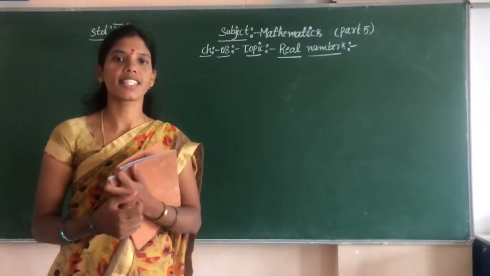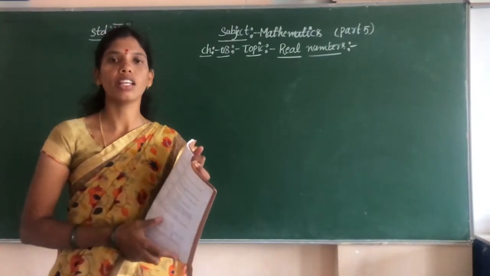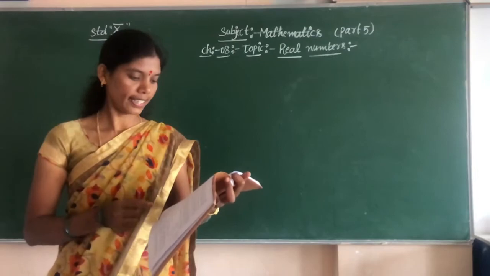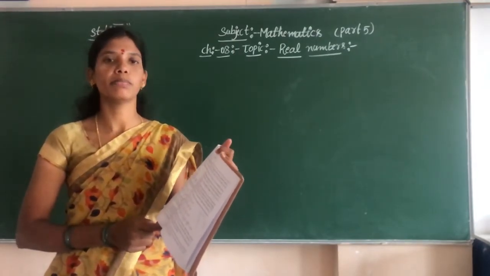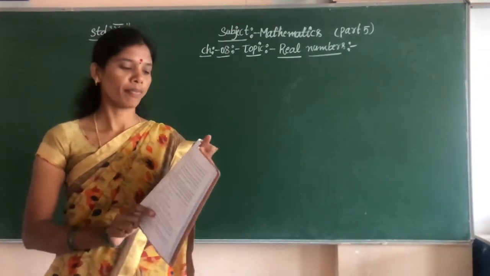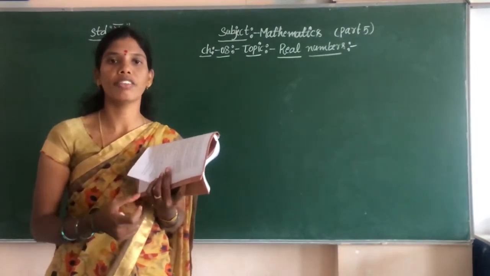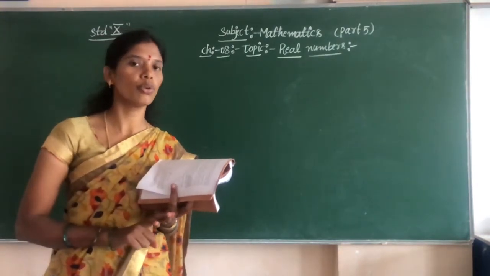In the previous class we studied the revisiting of irrational numbers, which is already over. I will give that homework also. Now in this class we will study revisiting rational numbers and their decimal expansions. I explained in the first class what rational numbers and irrational numbers are, which you already know.